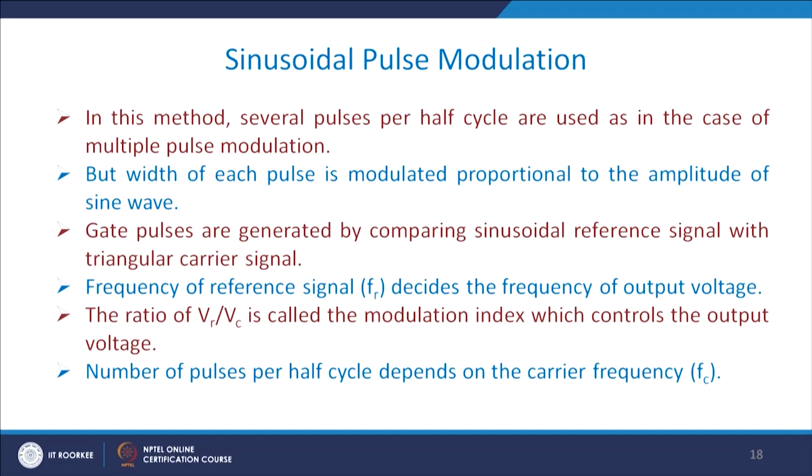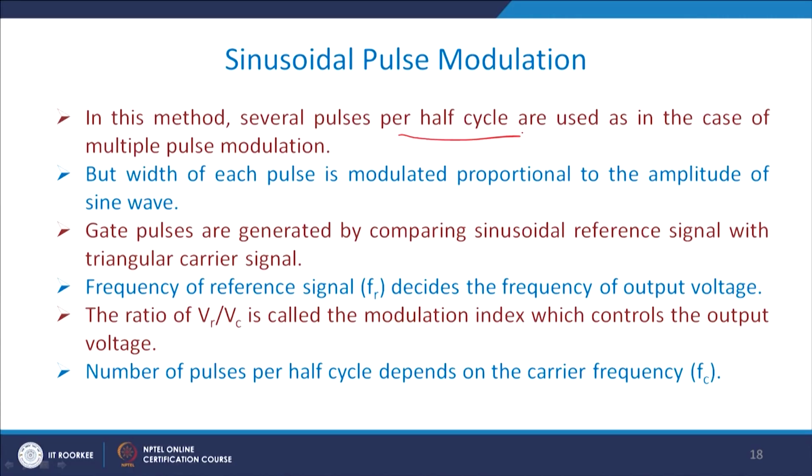So, as we were discussing in my previous class, sinusoidal PWM is actually an extension of the multipulse PWM, where the modulating waveform, instead of a square wave, will have a sine wave. In this method several pulses per half cycle are used, as in the case of multiple modulations, but each pulse is modulated proportional to the amplitude of the sine wave.